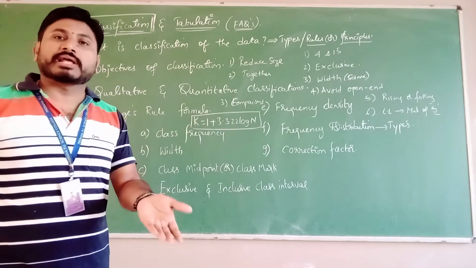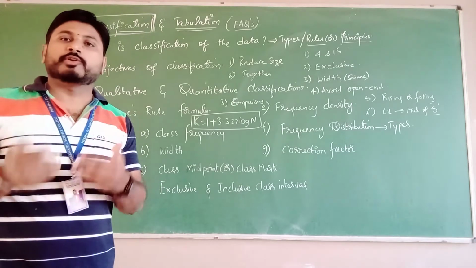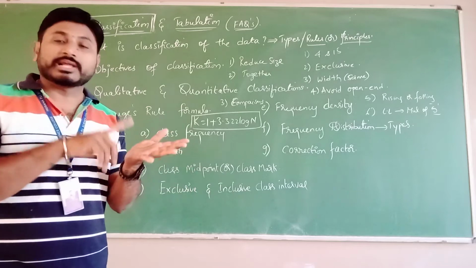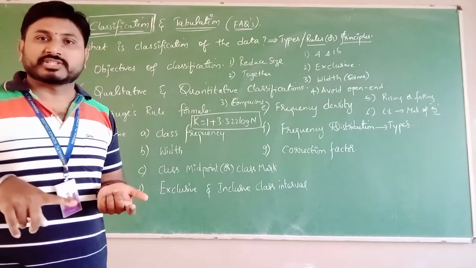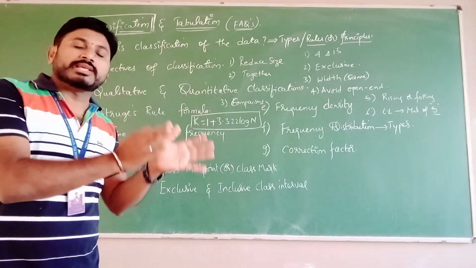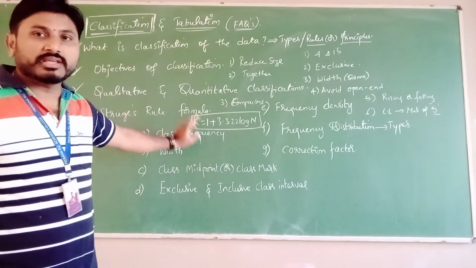After finding the number of classes, by dividing the range by the number of classes, definitely you will get the width. Then you will come to know the width, the number of classes to be framed, as well as the type of class interval. So you can easily frame the frequency distribution table. So this is Sturges' rule.